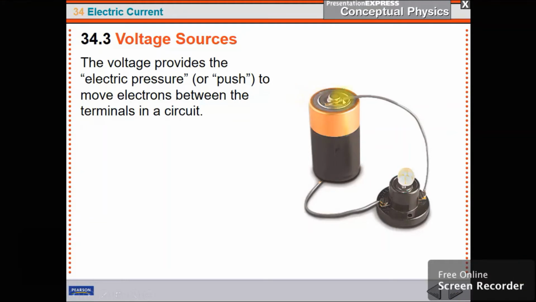Did you know that we call this side of the battery a terminal and that side a terminal? Not everybody knows that, but that's what we call the ends of a battery, the terminals. One's positive, one's negative.